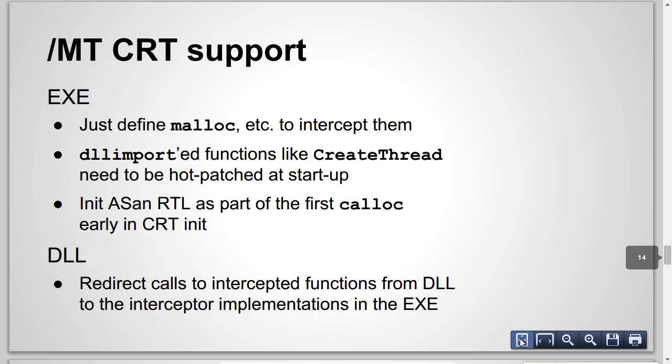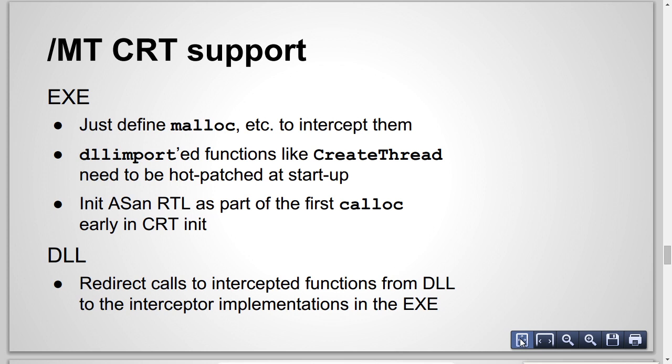So how do we handle the static runtime? In the main executable, we just define functions like malloc, which we want to intercept, and the linker does the job for us. It just forgets about the system definition and uses our own one. However, we also use some functions that are DLL imported, like CreateThread from kernel32, and we have to hot patch it before it is executed for the first time.